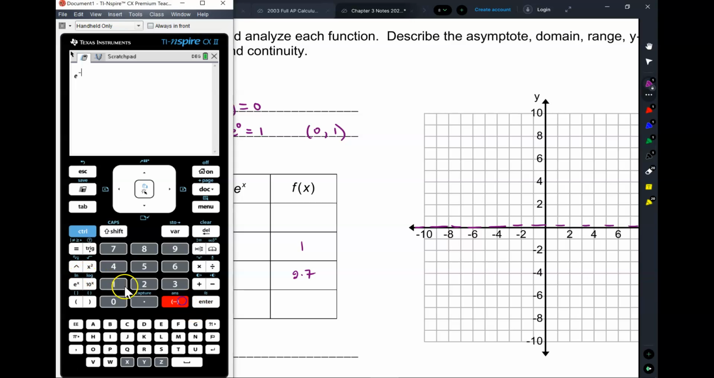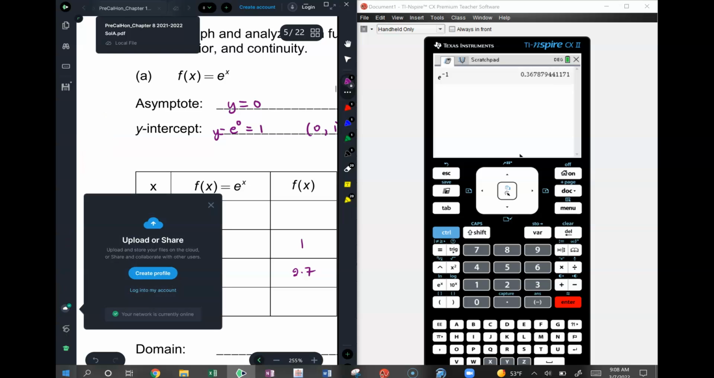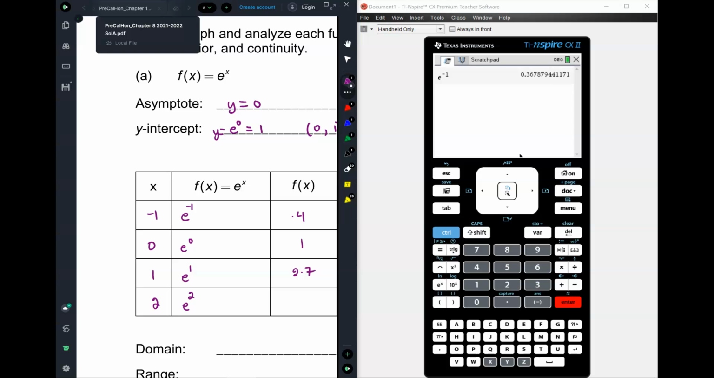So you're going to do e to the power of minus 1. Oh, look, it's 0.4. 0.4 is good enough. Okay? And what's e squared? 7.4. Fabulous. Okay, so go ahead and plug in those points into the graph, and you can sketch that graph.